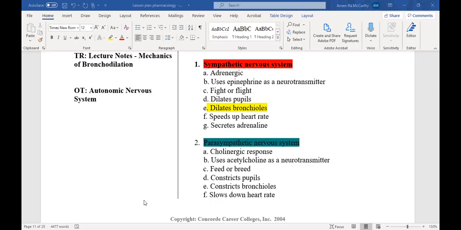Miss Scott, which nervous system uses acetylcholine as the neurotransmitter? Parasympathetic. Good. Miss Woods, which nervous system is the fight or flight? Sympathetic. Okay. Kayla, which nervous system will constrict my pupils? Parasympathetic. All right. And I think Miss Cummins stepped away. Miss Cummins, you feeling better? Okay, she stepped away for a minute.